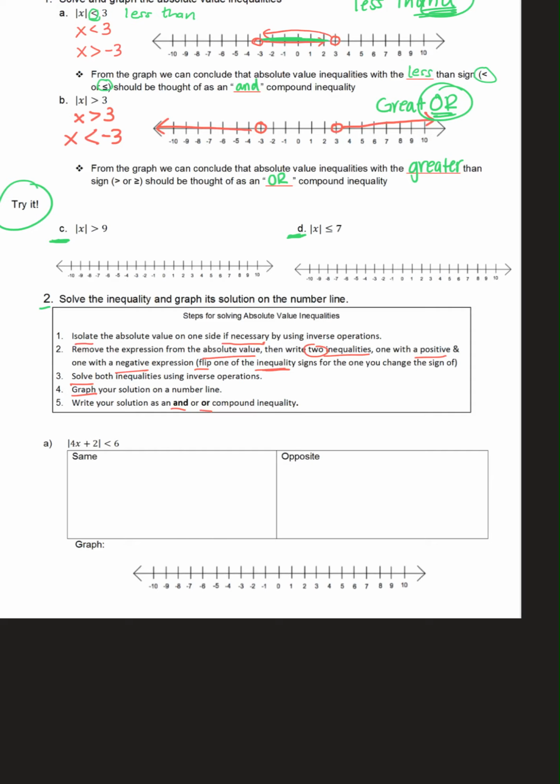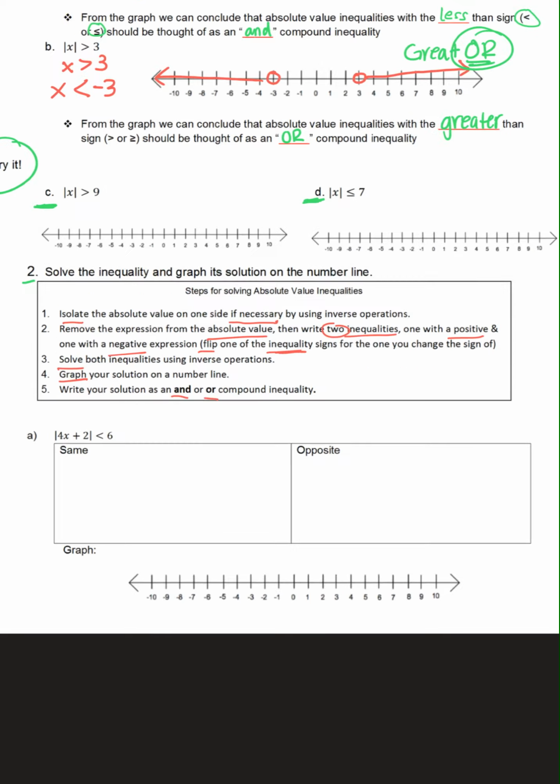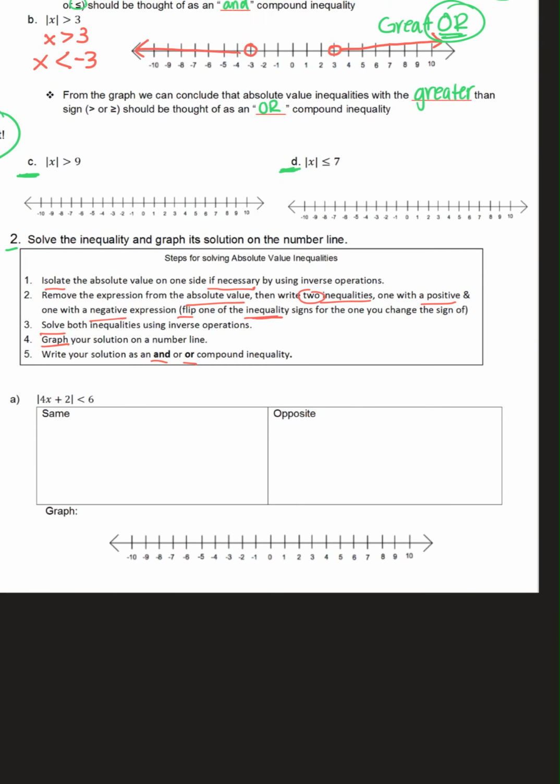So, letter A. There's no isolating that we have to do here. Our absolute value bars, when I say isolating, I mean, is there anything on the left? No. Is there anything on the right? No. So we're good there. So we don't have to isolate. Now all we have to do is remove the absolute value bars and just write 4x plus 2 is less than 6. It's the exact same thing, just without the absolute value bars.